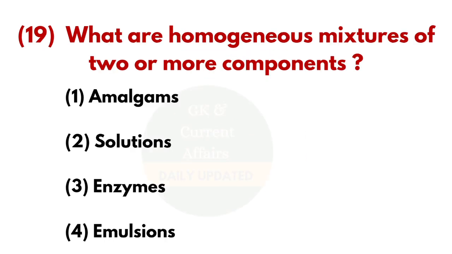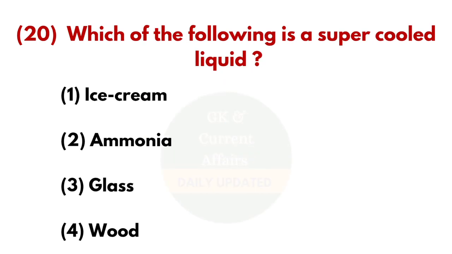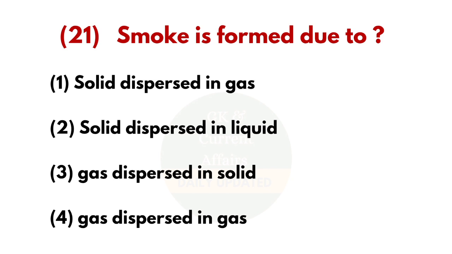19th question, what are homogeneous mixtures of 2 or more components? And the answer is solutions. 20th question, which of the following is a supercooled liquid? And the answer is glass. 21st question, smoke is formed due to, and the answer is solid dispersed in gas.